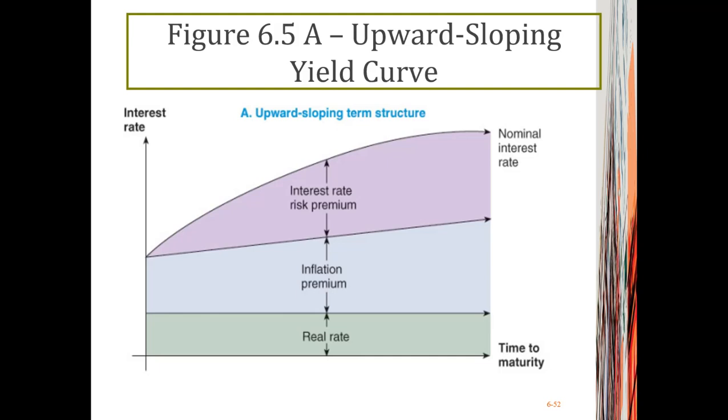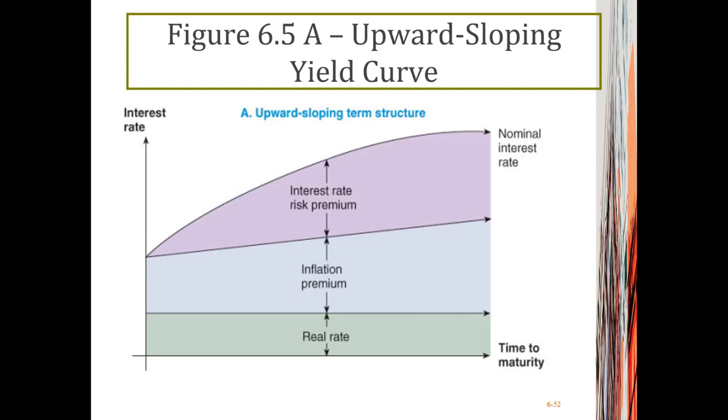Now let's take a look at a typical yield curve. This yield curve, or term structure of interest rate, shows us the relationship between time to maturity and interest rate. And here you see an upsloping yield curve, which means the interest rate is higher for longer term bonds than shorter term bonds. And within this term structure, you see three major components. First one is real rate of return. The second one is inflation premium. And the third one is interest rate premium.